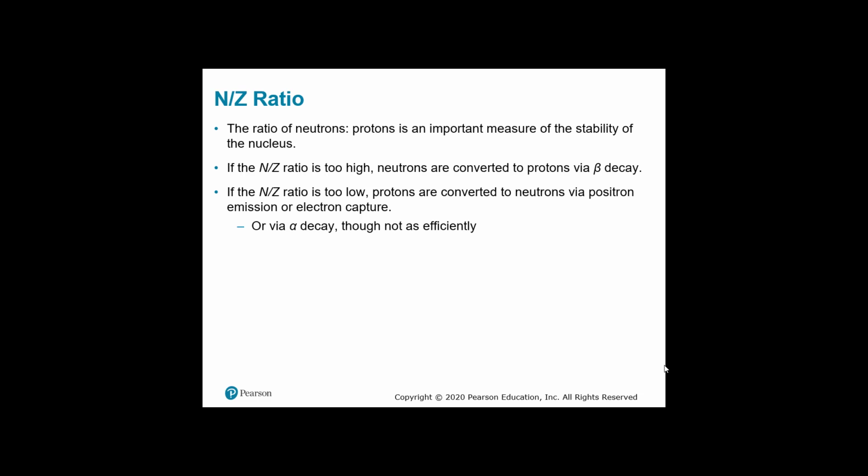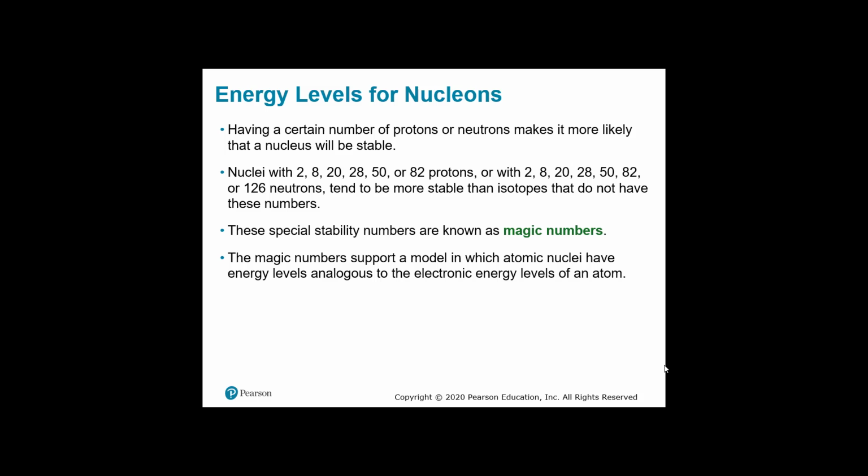So what does this mean? Well, we can look at whether the total number of nucleons adds to a magic number. In your book, it talks about this magic number. What they have found is that certain numbers of protons and neutrons make it more likely that the nucleus will be stable.